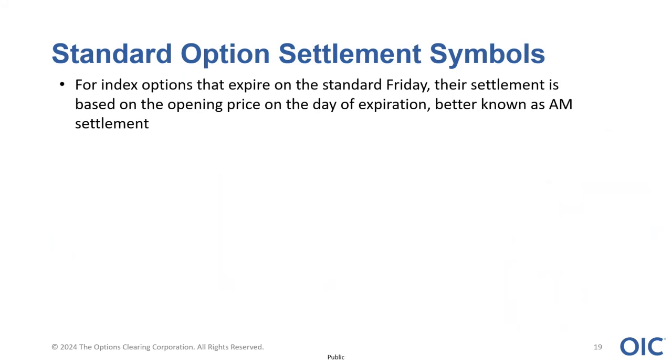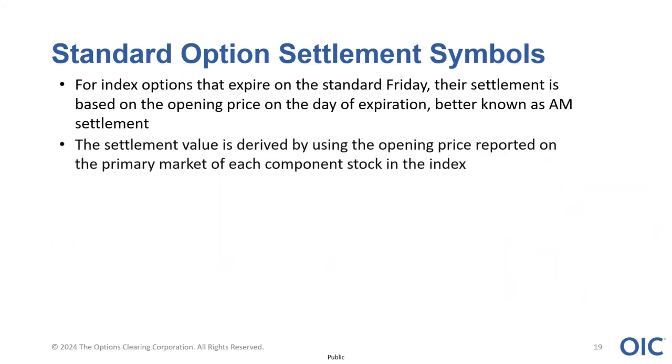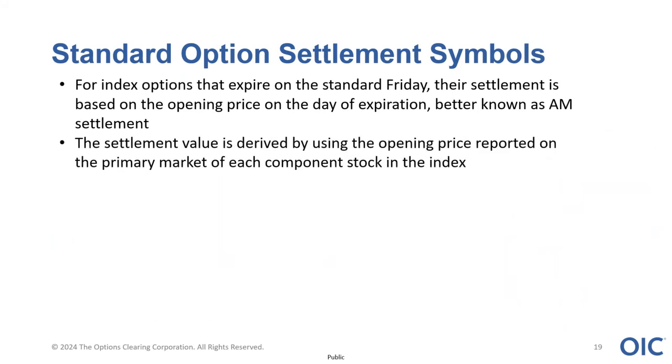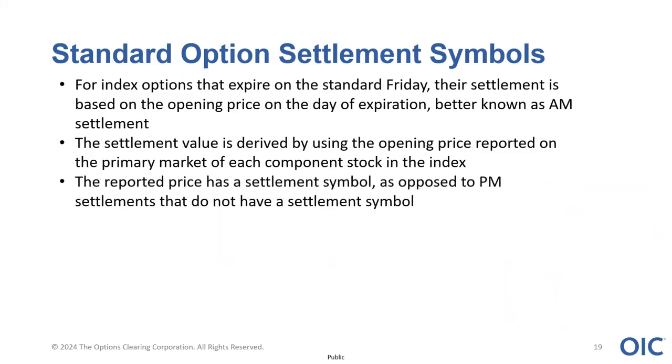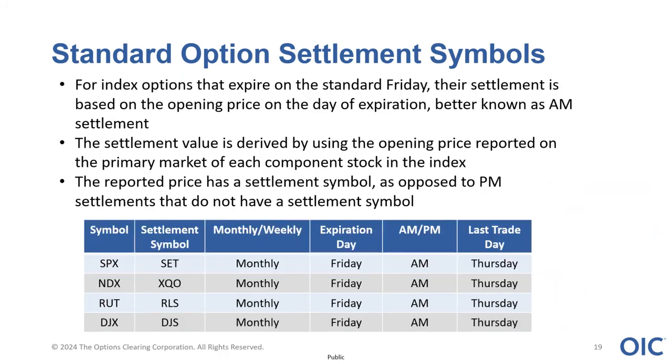The settlement is based on the opening price of that day's expiration. Like I said, AM settlement. The settlement value is derived by using the opening price of all those stocks that are opening one at a time. And the reported price has a settlement symbol, as opposed to these PM settlements that do not have a settlement symbol. Here is a list of those settlement symbols.